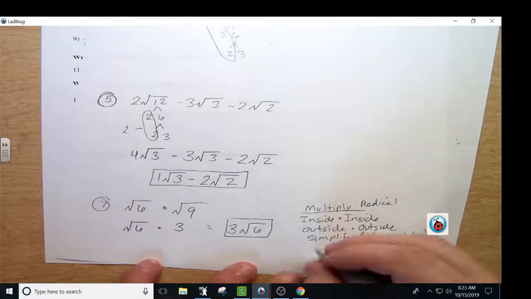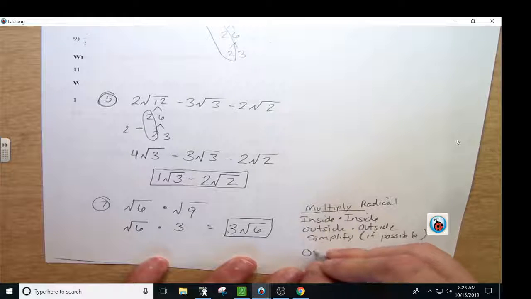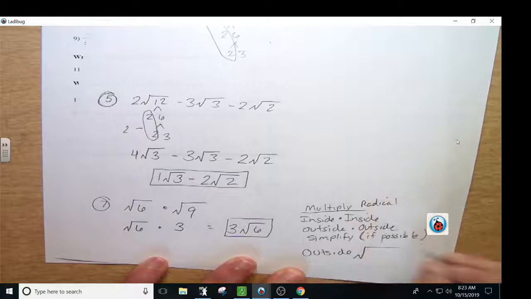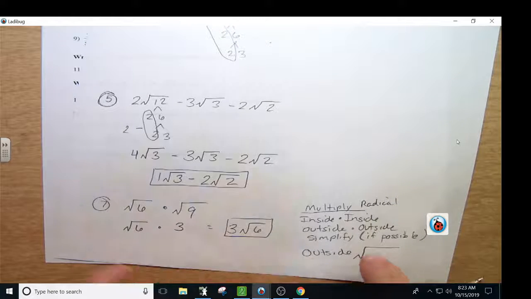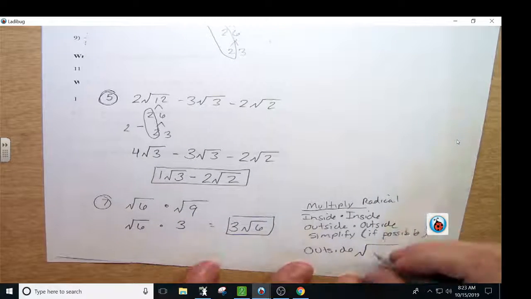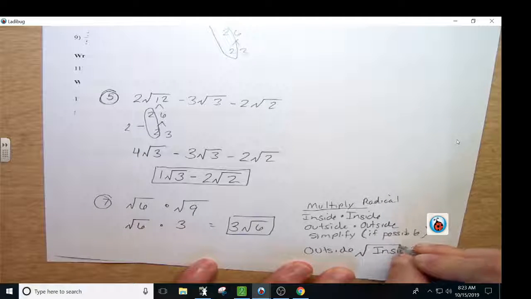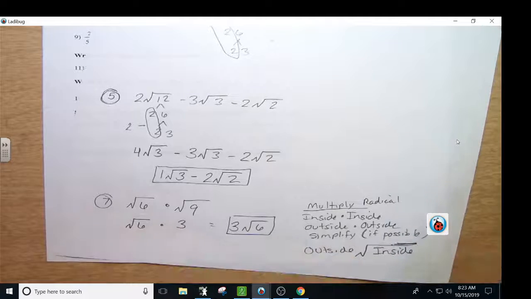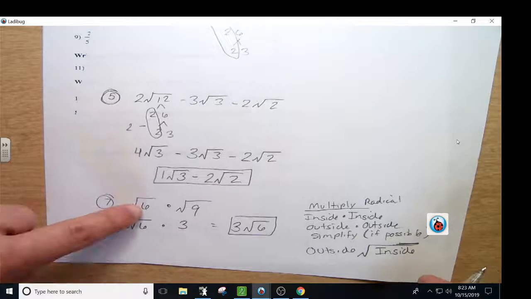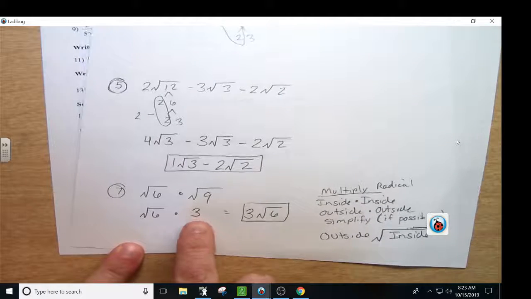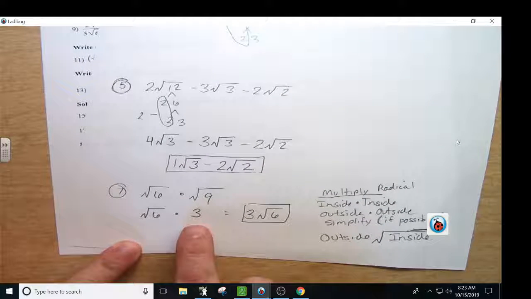Okay, that's a good question. Outside is any number that's not underneath the radical. Any number, doesn't matter if it's a coefficient or just a constant. And the inside is what's underneath the radical. So in order to be inside, it's got to be underneath the radical. For instance, square root of 6 is inside. Square root of 9 is inside. This 3 right here, that's outside because it's not underneath the radical.